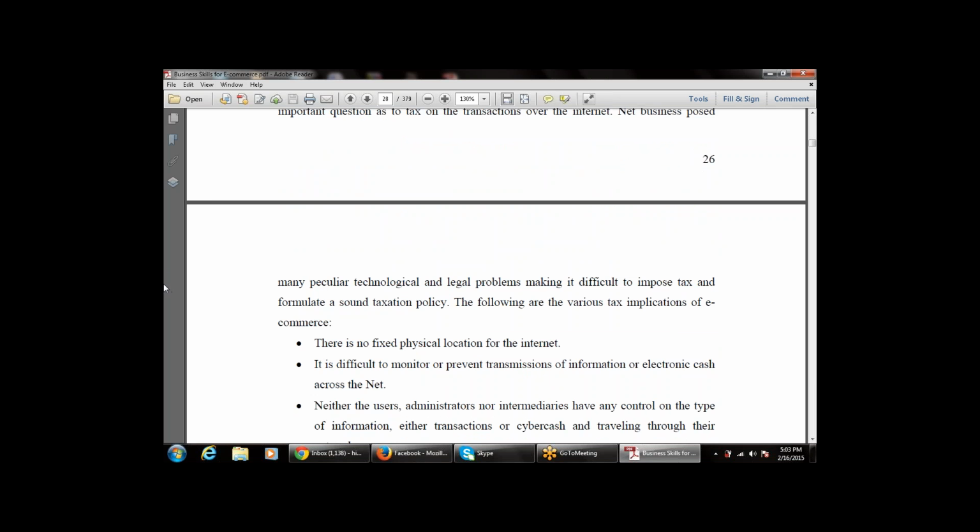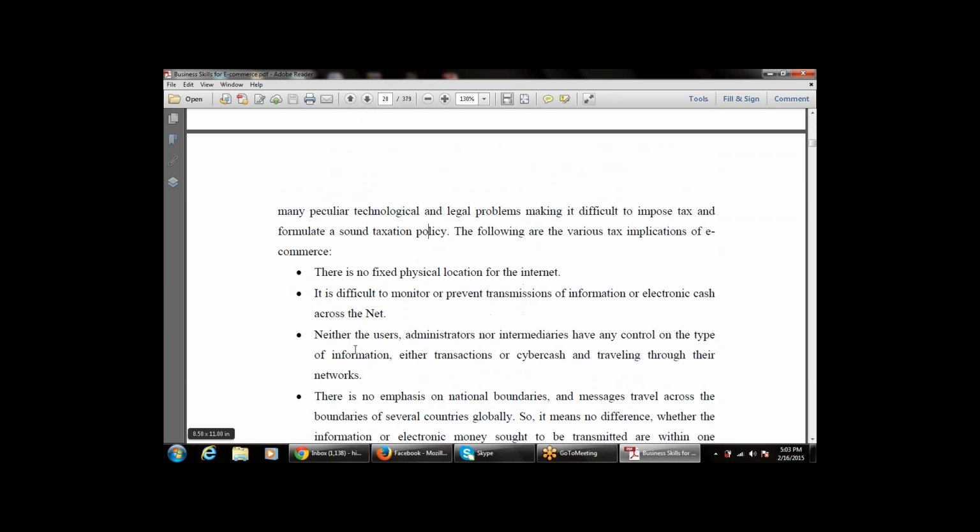The following are the various tax implications of e-commerce. That is, what are the implications that every customer suffers whenever there is e-commerce. The first one is that there is no fixed physical location for the internet, because anyone can do the transaction from any place. So there is no standard way of doing the transactions, and no proper pattern for taking tax on the various items. Why? Because there is no fixed physical location, no fixed area for doing transactions on the internet.